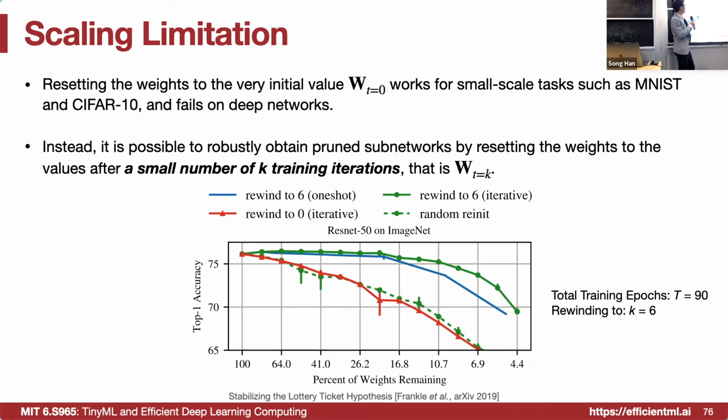So this is showing that when rewinding to epoch 0, the accuracy decreases pretty fast. But if we rewind to epoch 6, we can better recover the accuracy. So the total number of training epochs is 90, but we are rewinding to epoch 6.